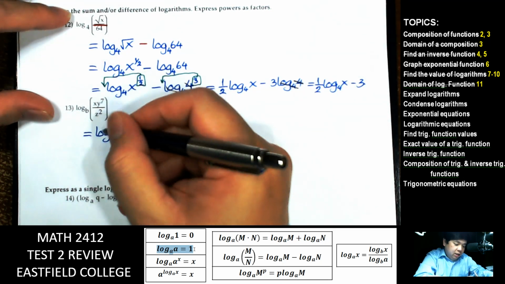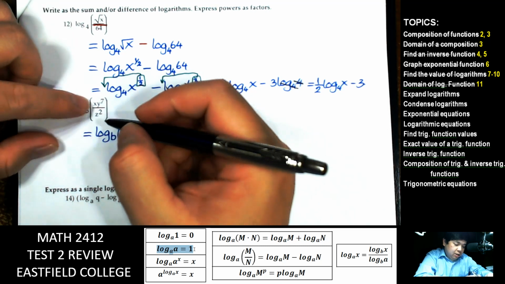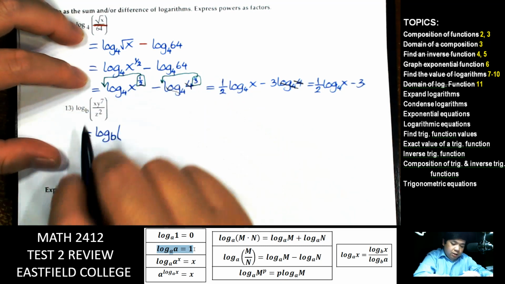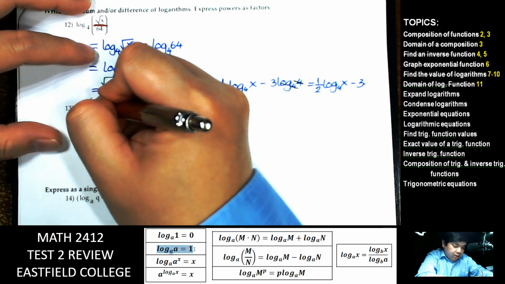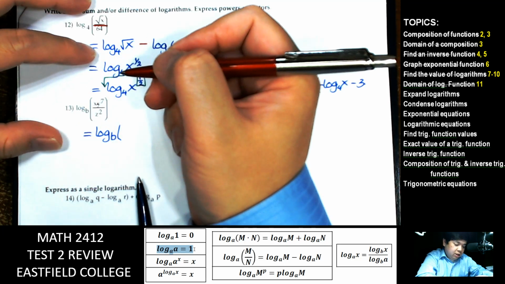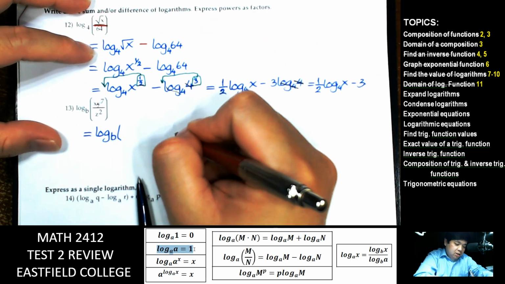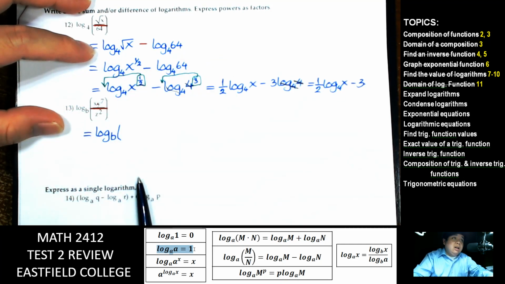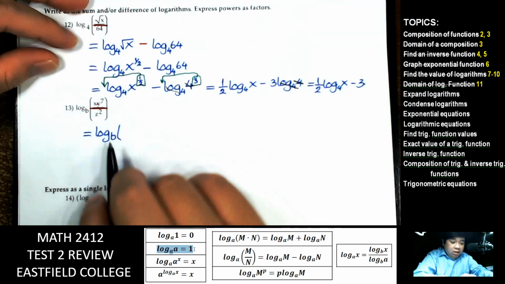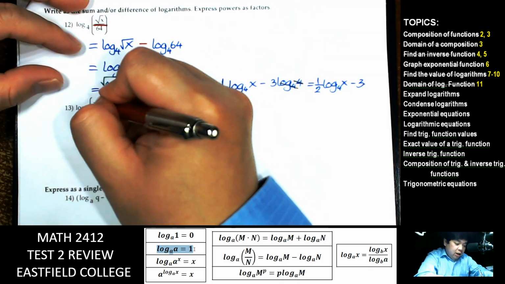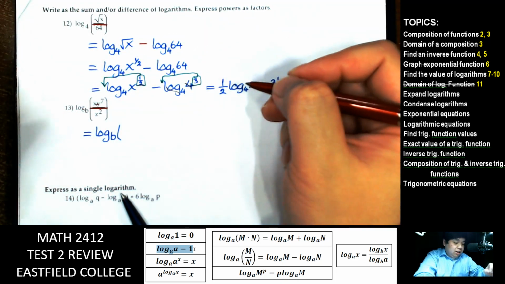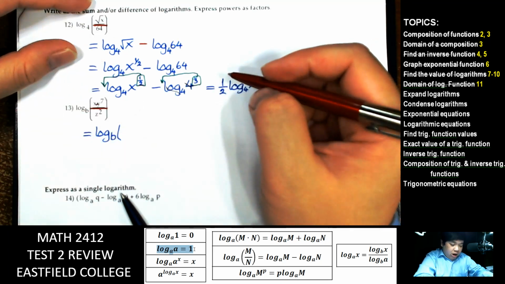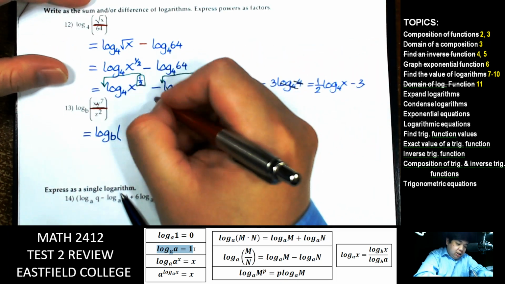Log base b. First we have multiply, so it's going to be a plus, and then we have divide. Right. And also there are important things here. Once again, multiply is add, and divide is subtract. But we also have this.